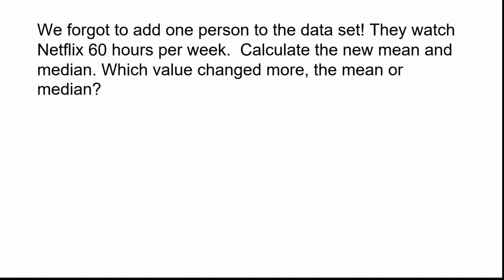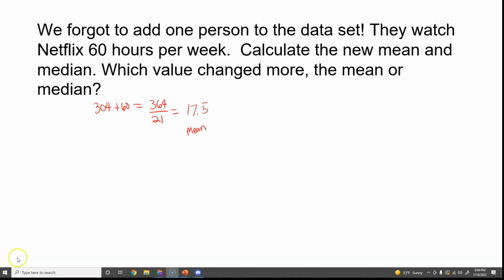They watch 60 hours of Netflix per week. They are binge watching every week. They wanted us to calculate the new mean. So what do you think is going to change more? I'm going to let you guys take a second to try and calculate these and figure out which one will change more. Okay, so to calculate our new mean, I'm going to add those 60 hours into our old total, which was 304, but I'm also going to divide by 21 because now we have 21 points of information instead of just 20.